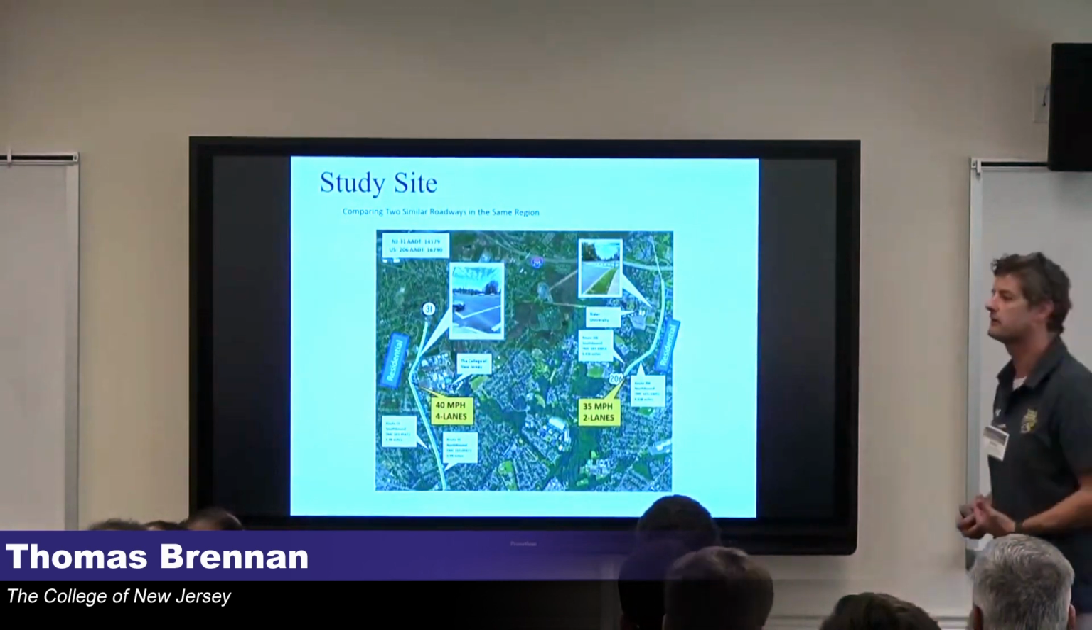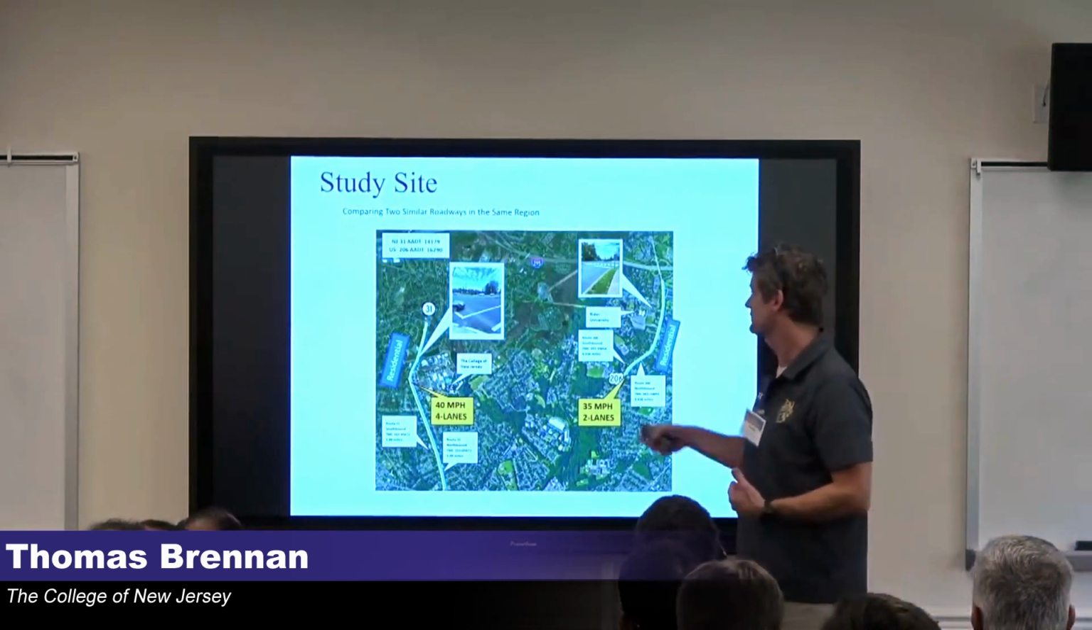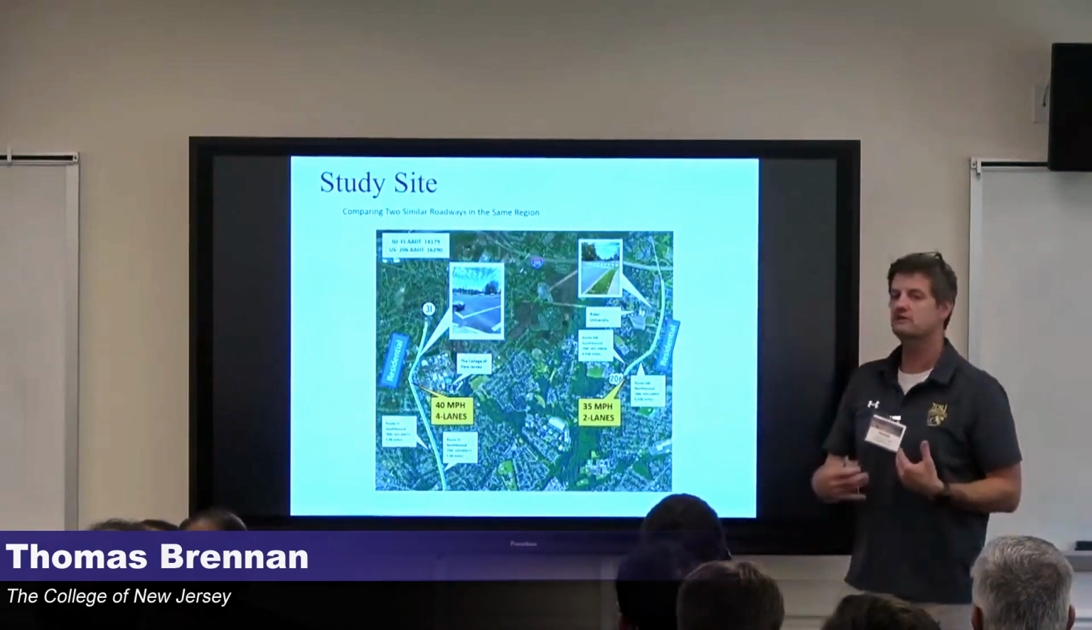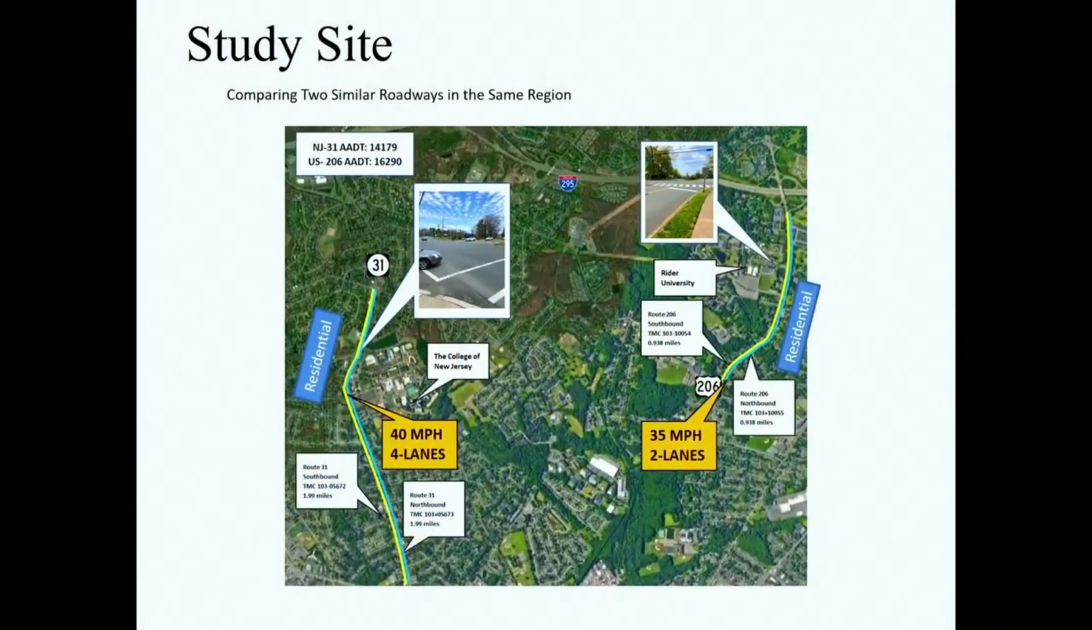Because there's a lot of behavioral things that are regionally influenced. So we took this and looked at 206, and we looked at the similarities between the two. 206 has a college on it, that's Rider University. 31 has a college on it, the College of New Jersey. There's some private high schools down on 206. We have some public schools on 31. And so we made these sort of basic comparisons.